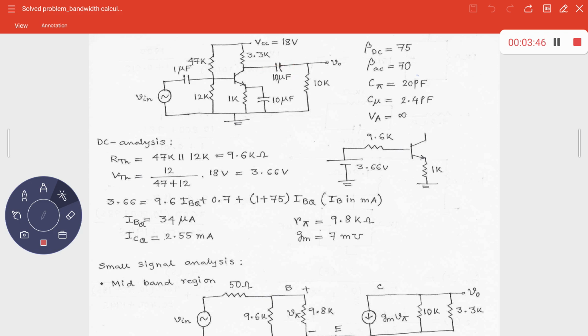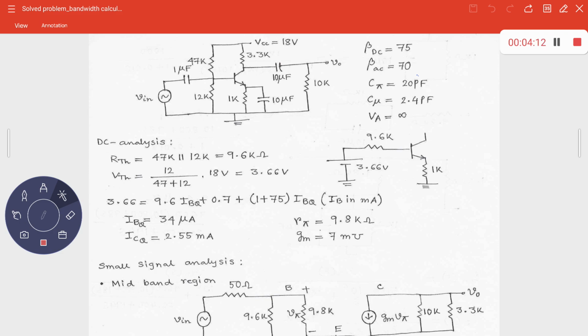And we have these bias resistors, 47K and 12K, this pair, voltage divider bias. Apart from that, you have the emitter resistance of 1 kilo ohm, the collector resistance of 3.3 kilo ohms, and the load resistance of 10 kilo ohms. That is the circuit, and you understand it's basically a common emitter amplifier circuit with an emitter bypass capacitor, right?